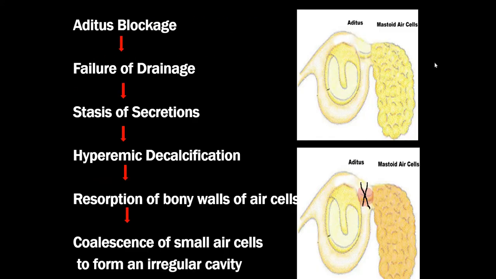The pathology is aditus blockage. This is the antrum, and this is the aditus, and this is the attic region, the attic, aditus, antrum. This is the pars tensa, this is the pars flaccida. So when there is a blockage of the aditus, that leads to failure of the drainage of secretions from the mastoid to the middle ear, that leads to stasis of secretions there, again leading to hyperemic decalcification. As you know, the trabeculae in children are weak. Weak trabeculae and pneumatized mastoid all lead to destruction of the bony walls of air cells and coalescence of small air cells to form an irregular large cavity. So this irregular cavity leads to complications.